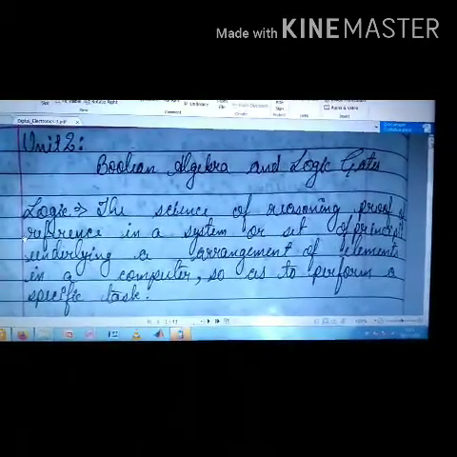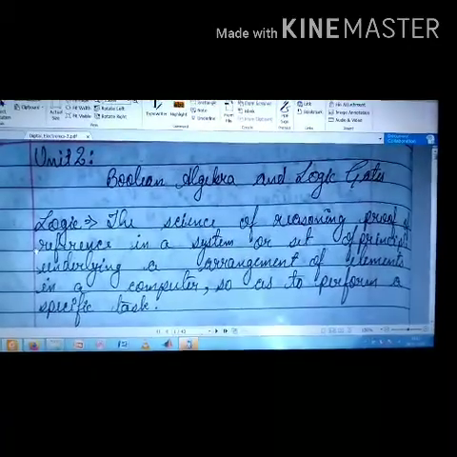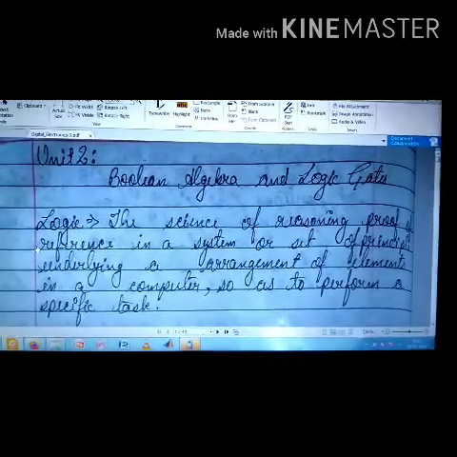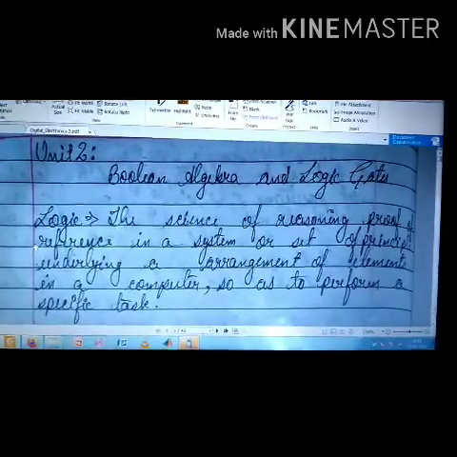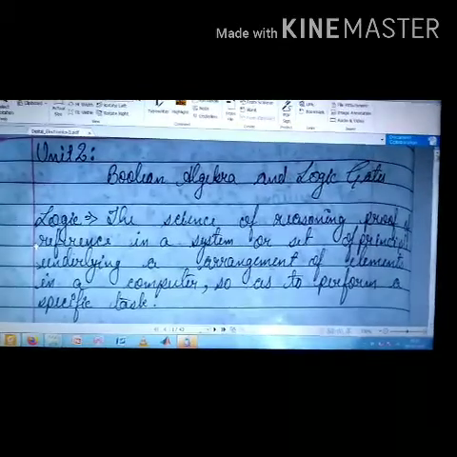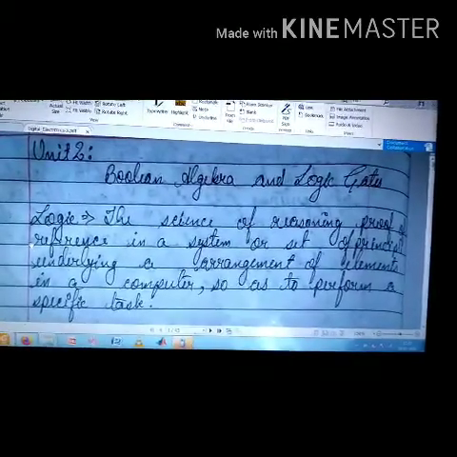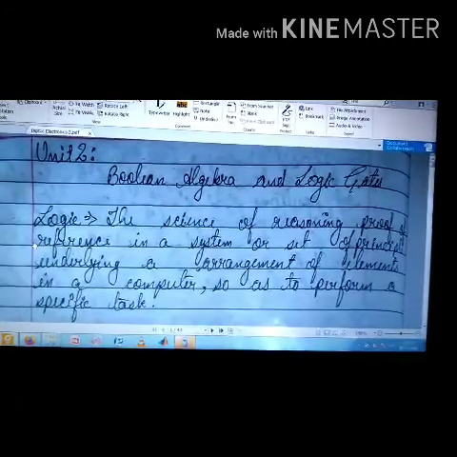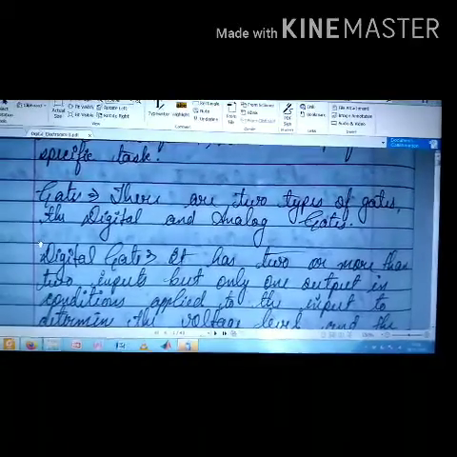Logic. So what is the logic? It is the science of reasoning, proof of reference in a system or a set of principles underlying an arrangement of elements in a computer so as to perform a specific task. So logically, with the help of reasoning, if we are going to perform a particular task, that comes under the logic. Okay, now gates.